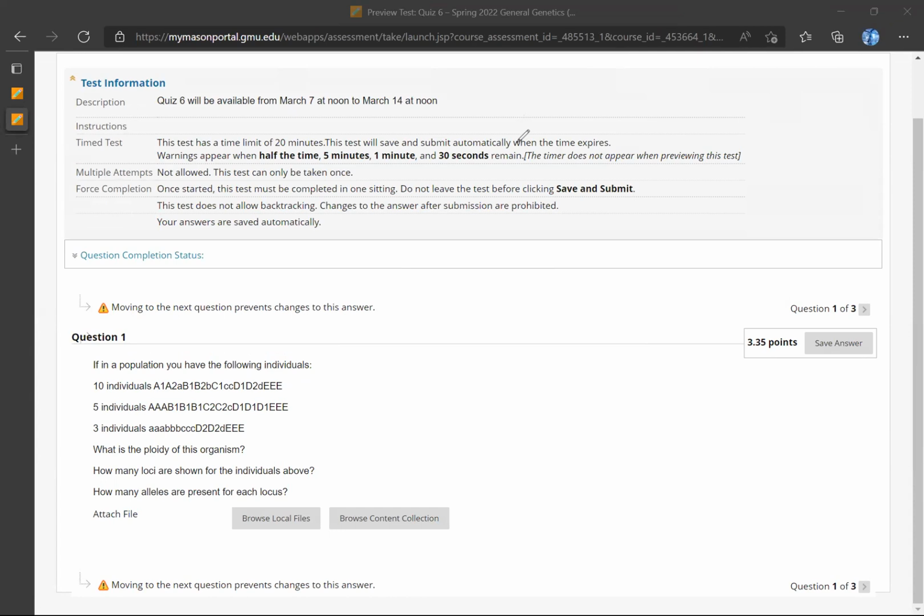So in a population, you have the following individuals. What is the ploidy of this organism? How many loci are shown for the individuals above, and how many alleles are present for each locus? Okay, did you want to do this one, Sam? Sure, I can go ahead and do this one. Okay, so can anybody point us in the right direction of how to begin answering this question? Because sometimes it's easier to hear it from peers than it is from us.